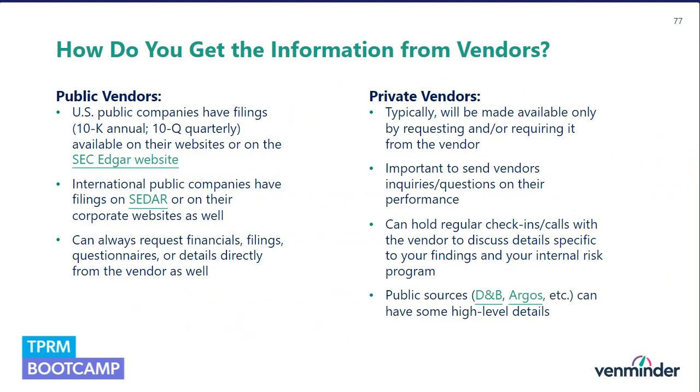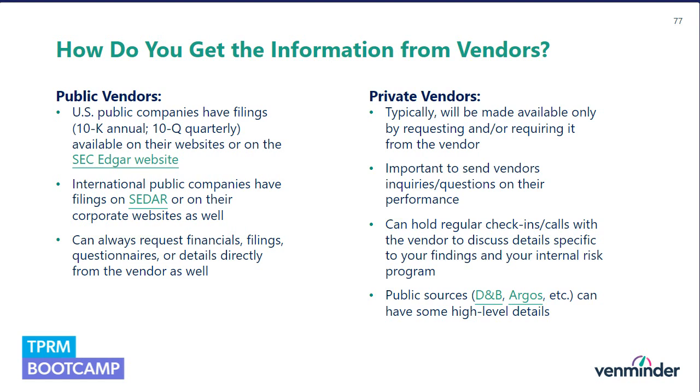So as I mentioned a few slides ago, getting information from vendors can be a mixed bag. When you're dealing with public vendors, it's as easy as looking at the Securities and Exchange Commission EDGAR website and pulling their 10Ks, their annual reports, or their 10Qs, their quarterly reports, when they're made available during a public company's filing cadence. International public companies have a similar database called CEDAR, and also make their reports available on their websites when they're public. So you can always go through those public domain resources to get the details. You can always also request financials directly from them, so keep that in mind.